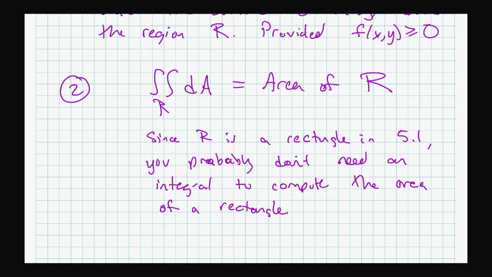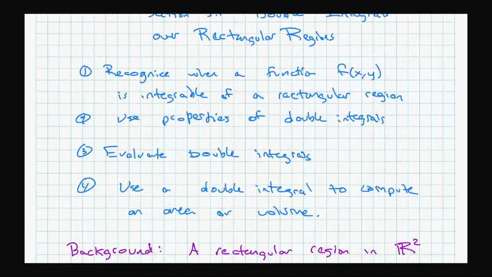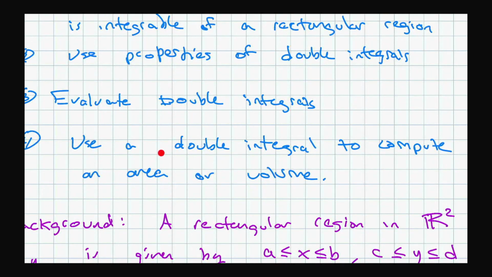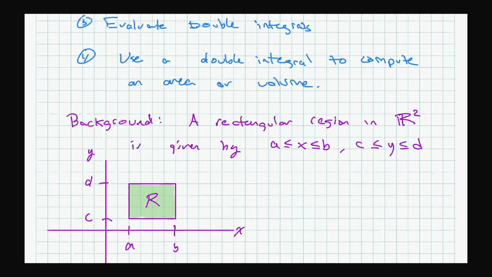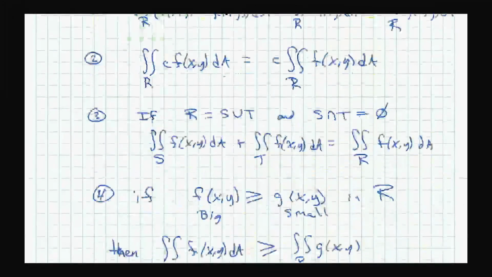Okay. But the reason I'm mentioning it specifically is because in the next section, R is not going to be a rectangle generally. And if we scroll way back to the beginning of the notes here, they listed in this section: use a double integral to compute an area or a volume. And well, you wouldn't use it to compute an area, not in this section, because the regions are rectangles, right? Length times width. Don't need an integral.